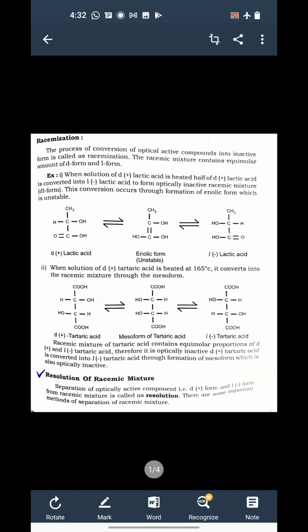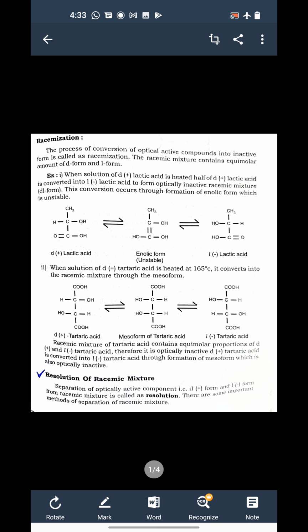Suppose we have two examples. Suppose we heat D plus lactic acid. You can see here the structure of lactic acid, that is CH3 CHOH COOH. It is D plus lactic acid, and when we heat that compound, half of the isomer gets converted to the L isomer through the enolic form. In between you can see here is an enolic form, and that enolic form, after rearrangement, gets converted to L minus lactic acid.